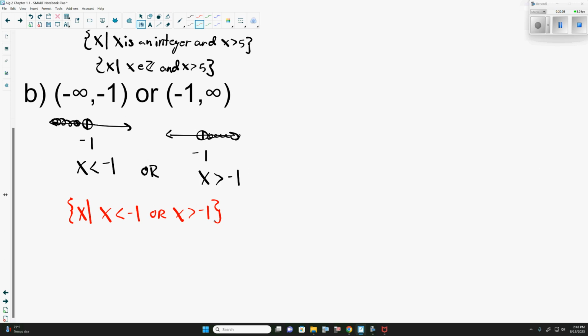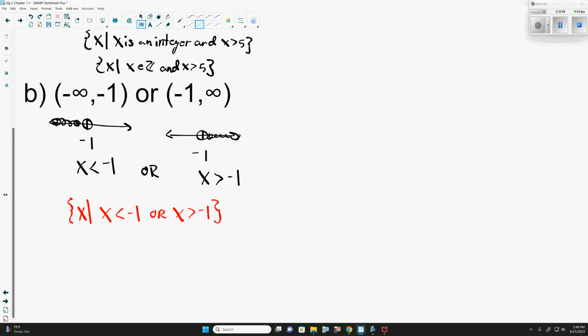That's it. So these are very nice, especially if it starts off in inequality form. Because if they had just given us x is less than -1 or x is greater than -1 from the start, we could have gone straight into our set builder notation. We didn't have to change anything. Questions on this here?